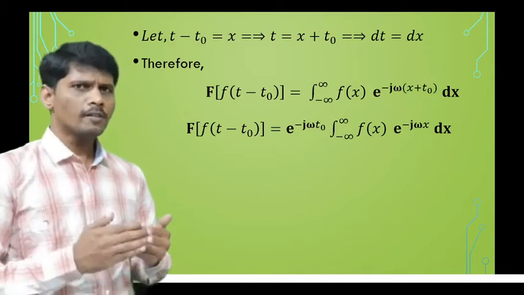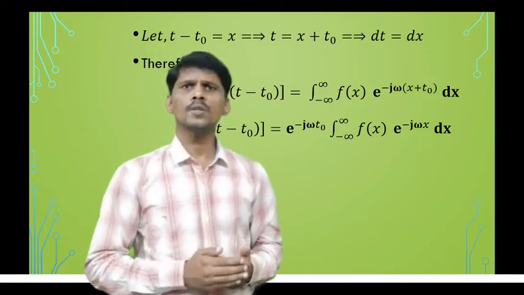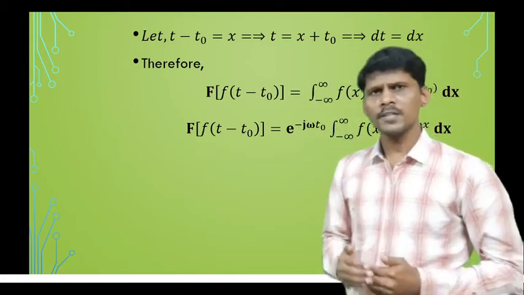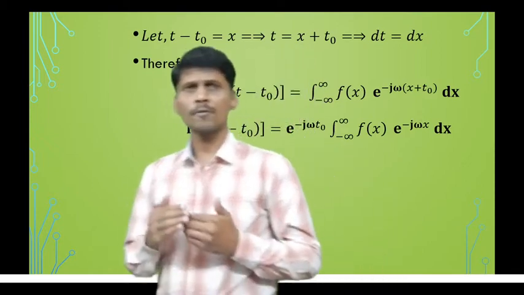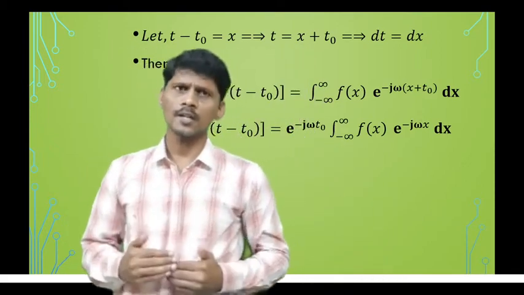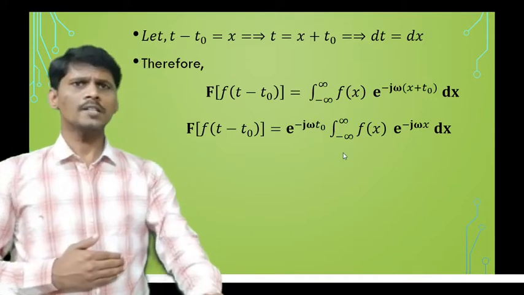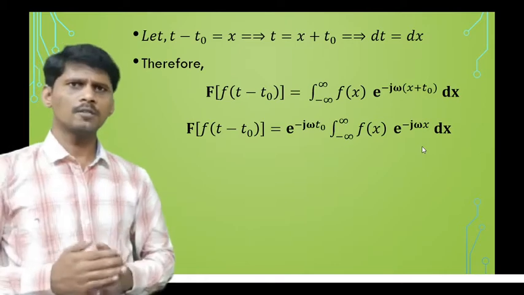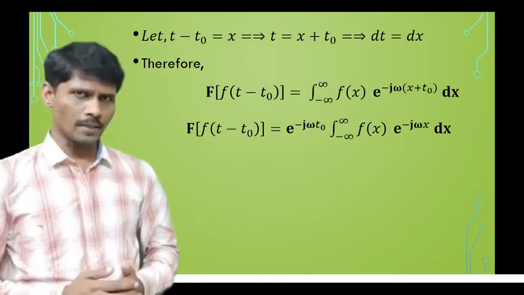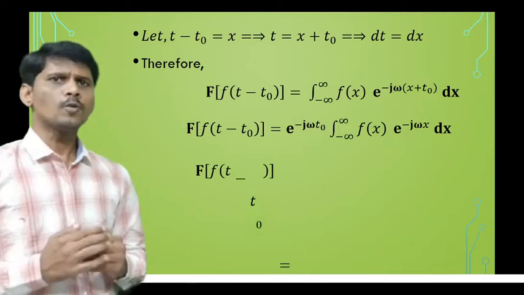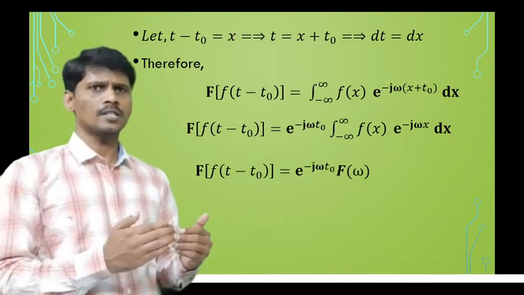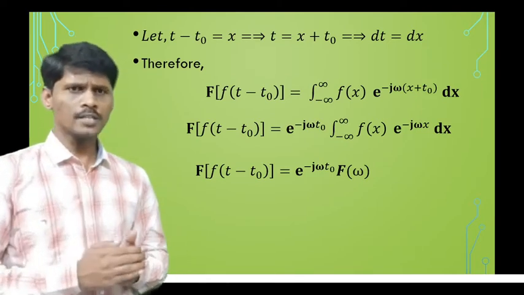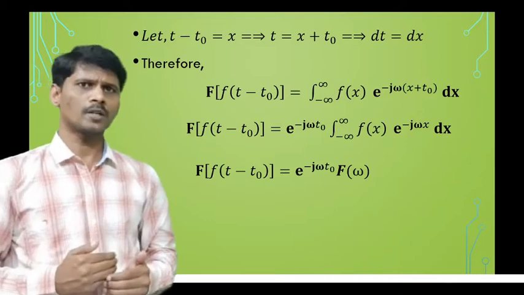So using the definition of the Fourier transform, the integral from minus infinity to infinity of f of t e power minus j omega t dt is equal to F of omega. Using this definition, the integral term on the right-hand side, the integral from minus infinity to infinity of f of x e power minus j omega x dx, is F of omega. That is, the Fourier transform of f of t minus t naught is equal to e power minus j omega t naught into F of omega. So that is the proof of the time shifting property of the Fourier transform.